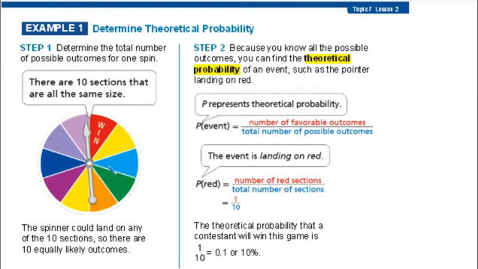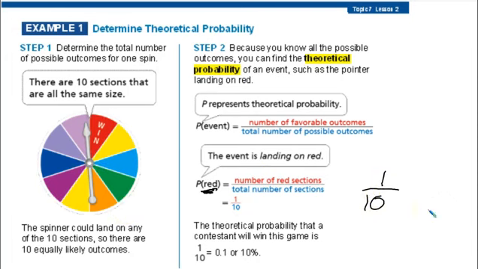Step 2, because you know all the possible outcomes, you can find the theoretical probability of an event, such as the pointer landing on red. So for the event, on top would be the number of favorable outcomes, whereas on the bottom would be the total number of possible outcomes. So then we switch the event to red, landing on red, and that's where it becomes number of red sections, which we had 1, over the total number of sections, which we know is 10.